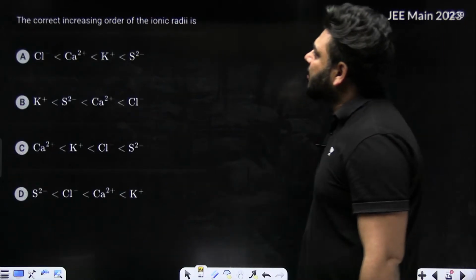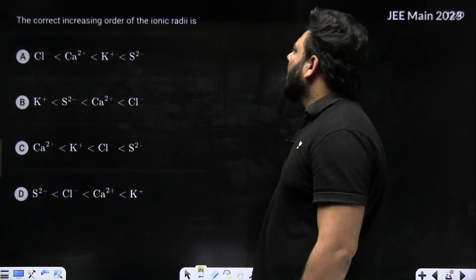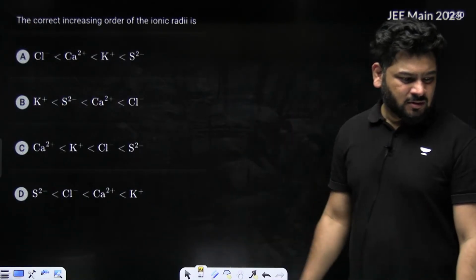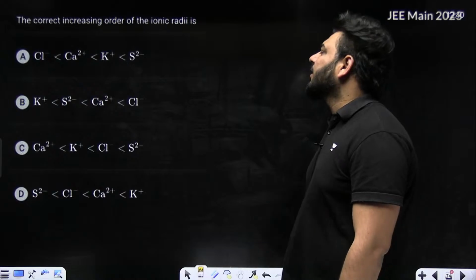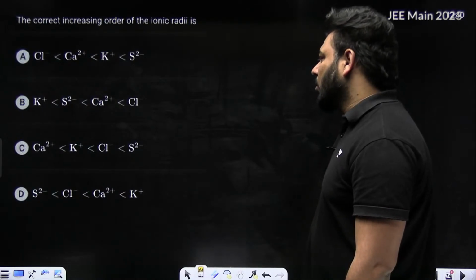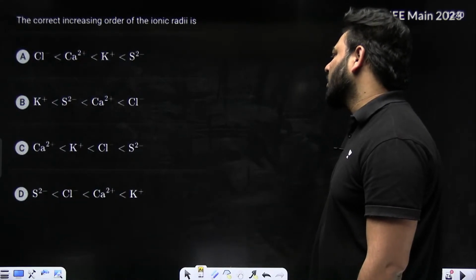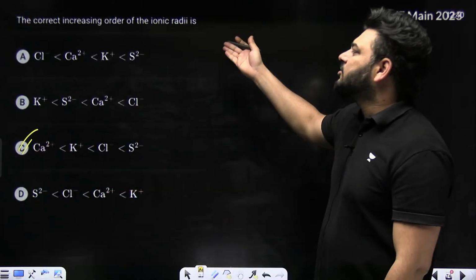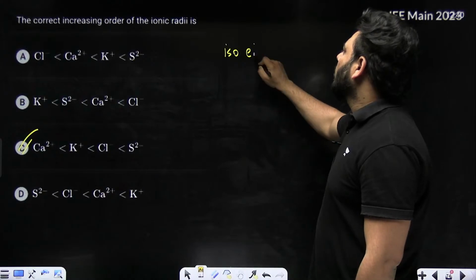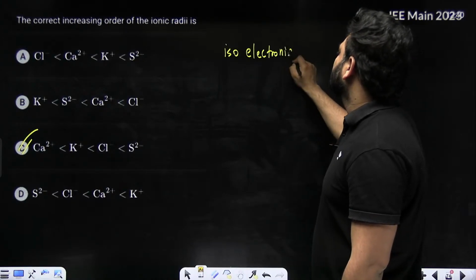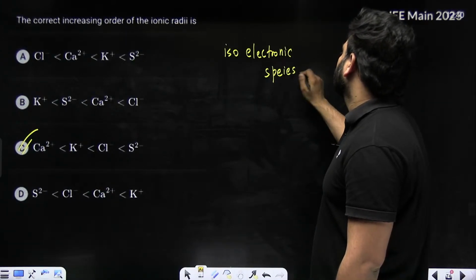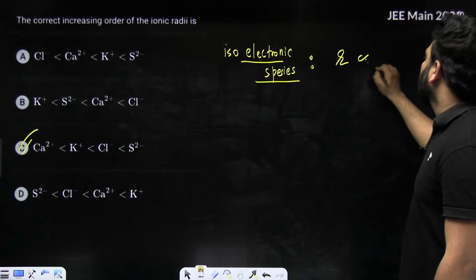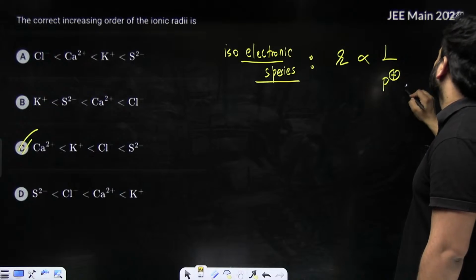Let's have another question. The correct increasing order of the ionic radii. Sulfide will have the highest, then chloride, then K positive, then Ca2 positive. This is correct. Apply the concept of isoelectronic species, guys. For all isoelectronic species, their radius is inversely proportional to the number of protons, or Z.